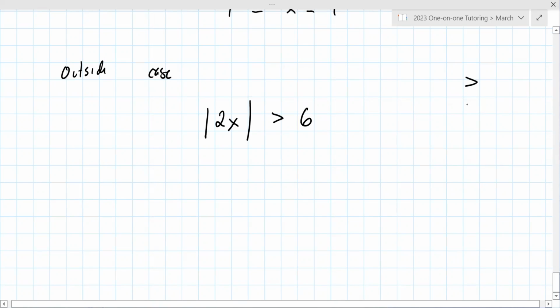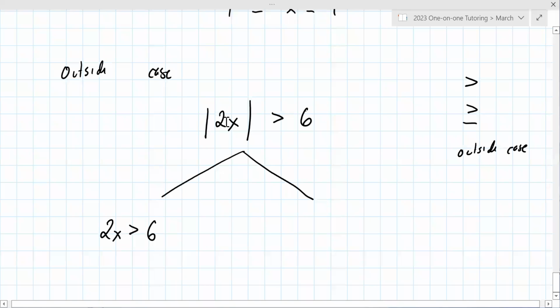So the greater than or the greater than or equal to, these are the outside case. And here's the difference. You split these apart completely. You write exactly what you see without the absolute value, but with the inequality. Okay, just take a moment and confirm that you see that's exactly the same without the vertical bars.